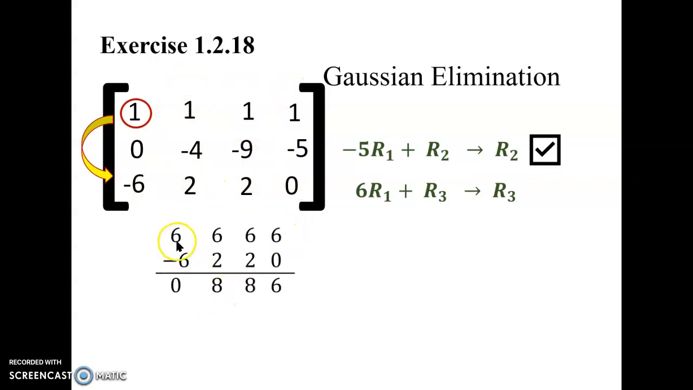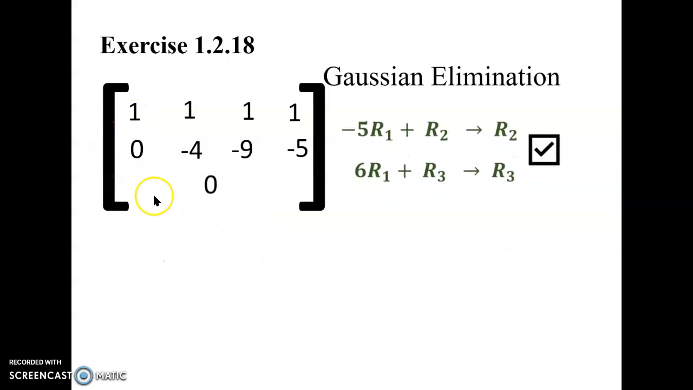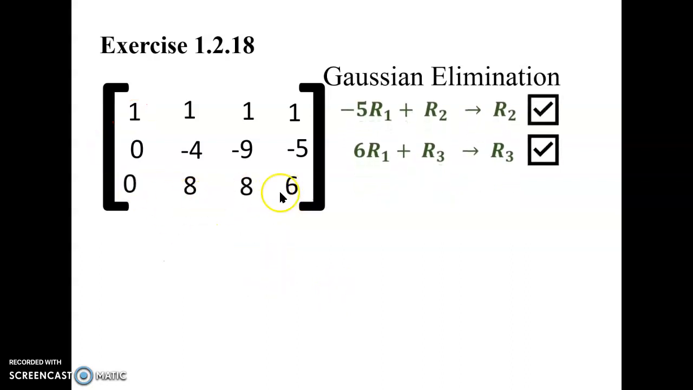So let's see. Just multiply that first row by 6, the easiest thing. I have a 0, 8, 8, and a 6. And that's going to go right there in that third row. I now have eliminated everything from the first column except for a 1.